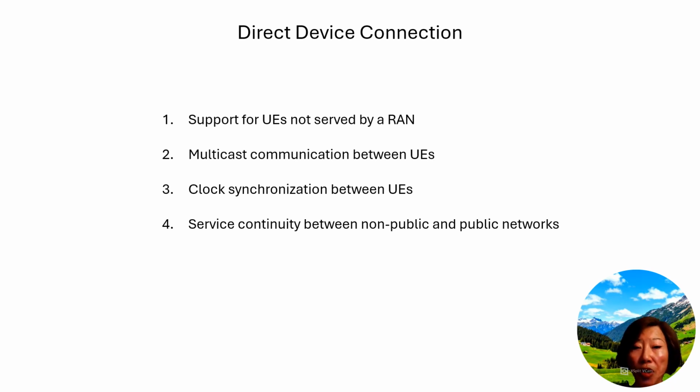5G sidelink communication supports various modes of operation, including network scheduled, network assisted, and autonomous modes. In network scheduled mode, the base station allocates resources for sidelink communication, providing tight control over interference and resource usage. In autonomous mode, devices can communicate even when out of network coverage using distributed scheduling algorithms.